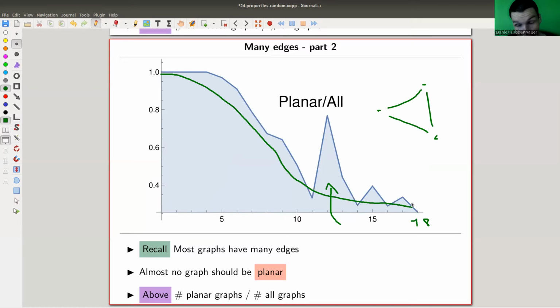Let me say it again. I hope you're not confused or surprised by now. We have many edges. There's a property that is difficult to satisfy with many edges, namely being planar. So this should be wrong. It should not hold for almost all graphs. So almost no graph should have that property.